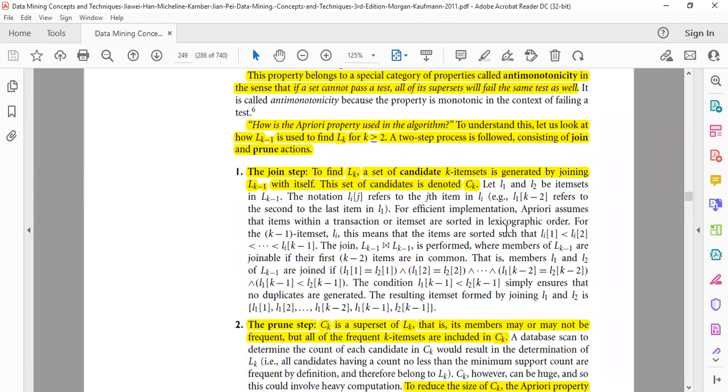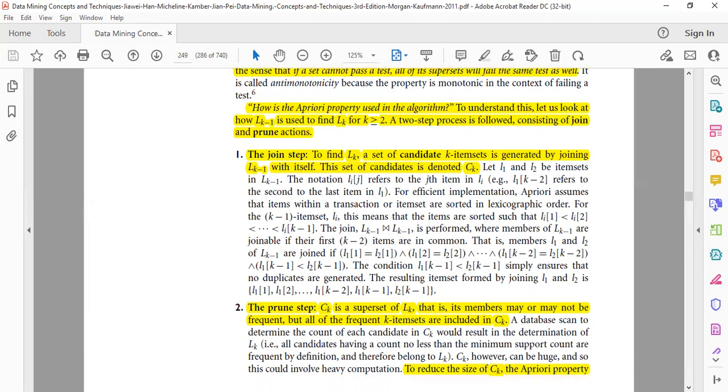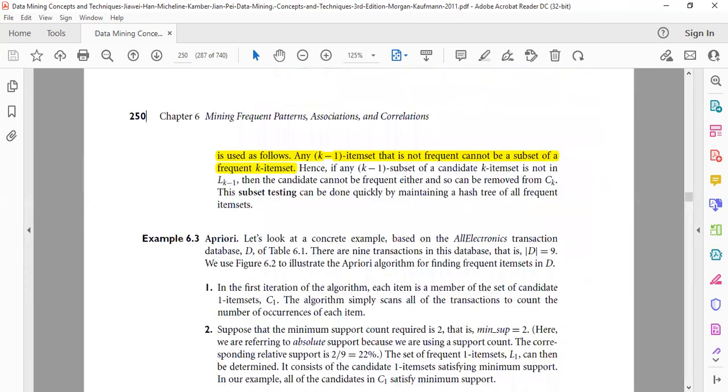After joining, I use the Apriori property. This Ck is a superset of Lk. It contains all the items, but not all of them may be frequent. So using the Apriori property, I remove those items which are not frequent, and this reduces the size of Ck. Any k minus 1 item set that is not frequent cannot be a subset of a k-item set. So this is the Apriori property.